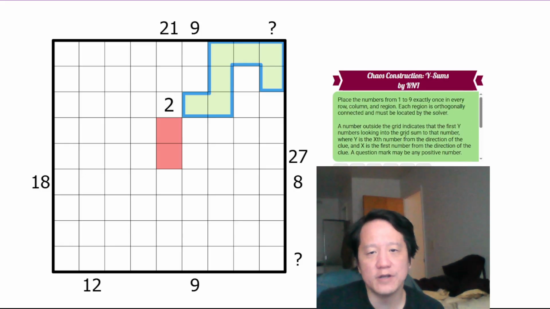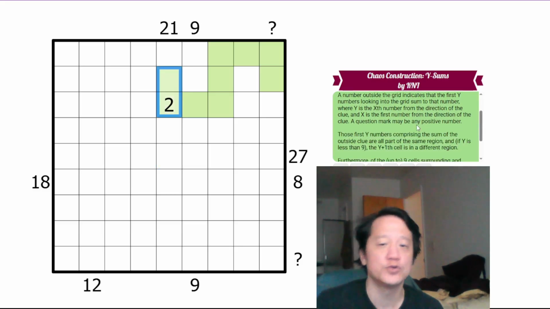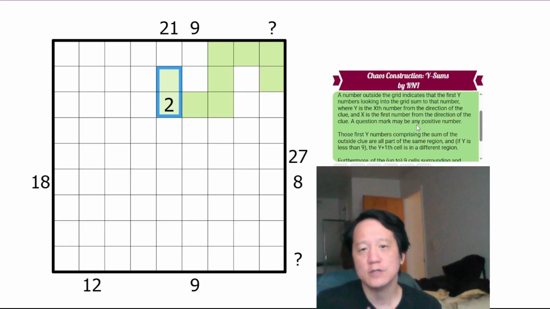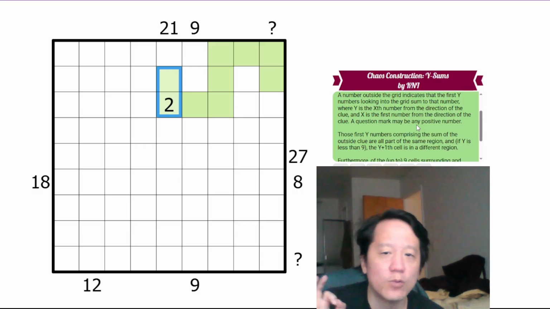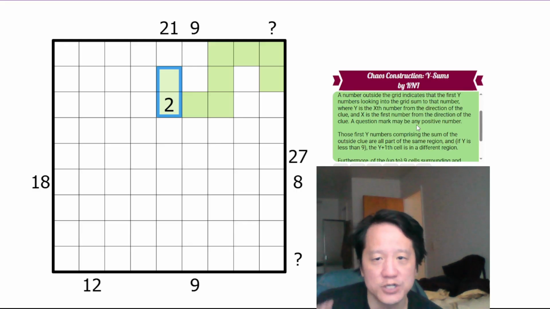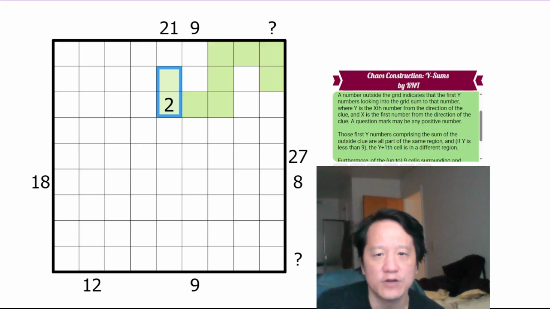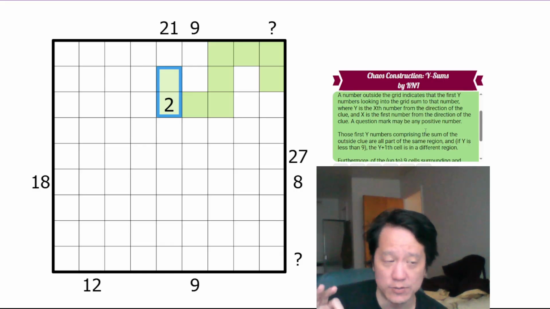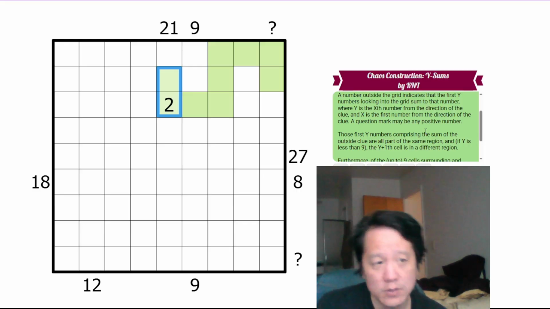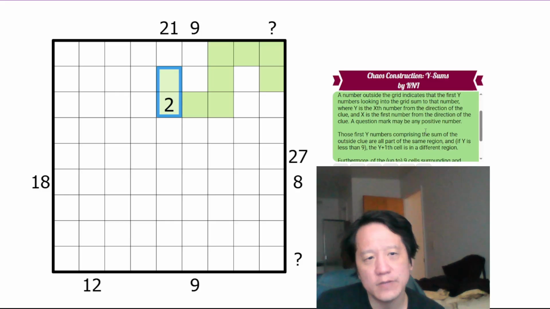Okay, a number outside the grid indicates that the first y numbers looking into the grid sum to that number, where y is the xth number from the direction of the clue, and x is the first number from the direction of the clue. A question mark may be any positive number, so it's not 0. It has to be above 0.